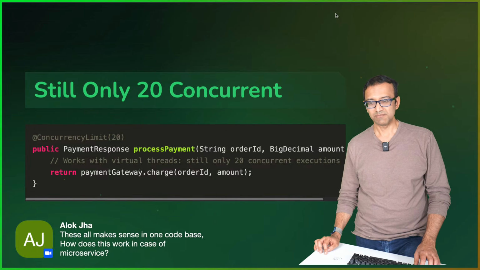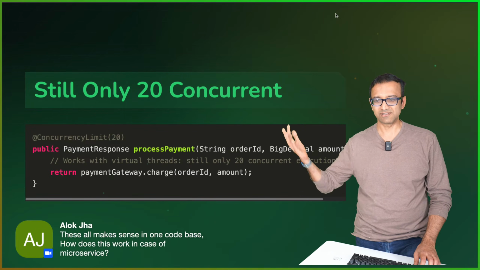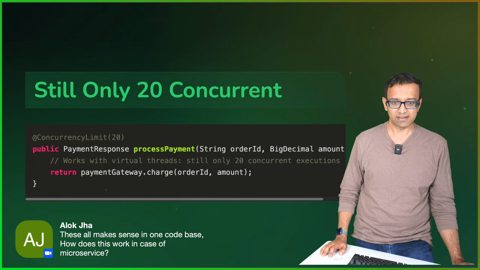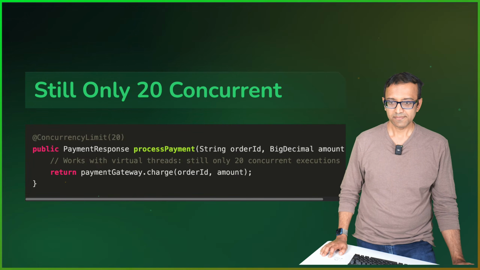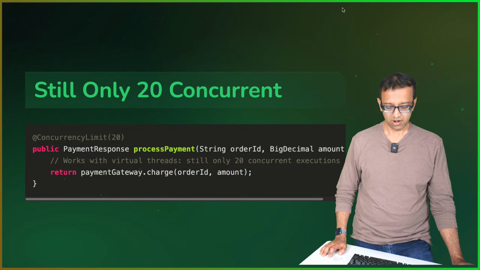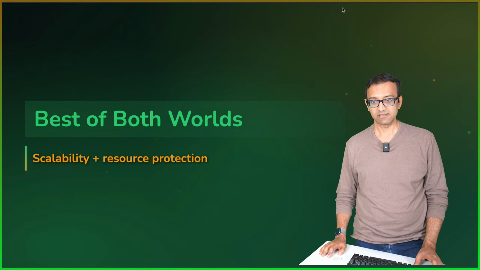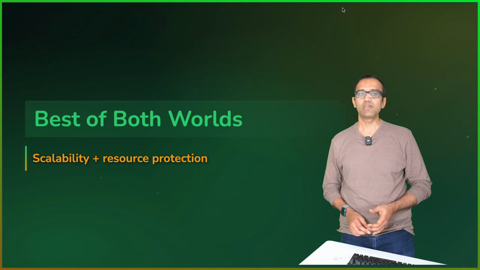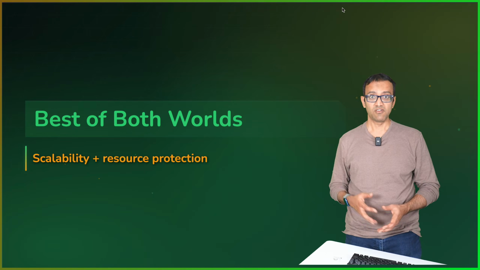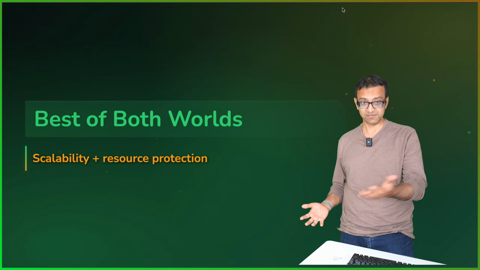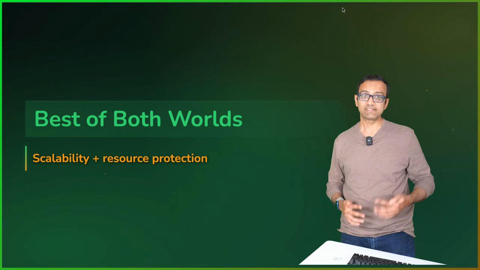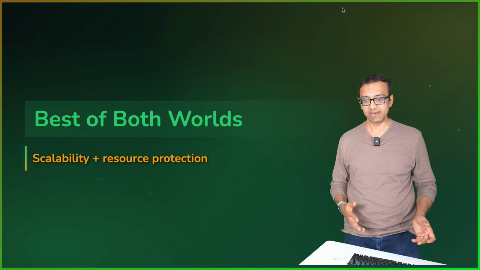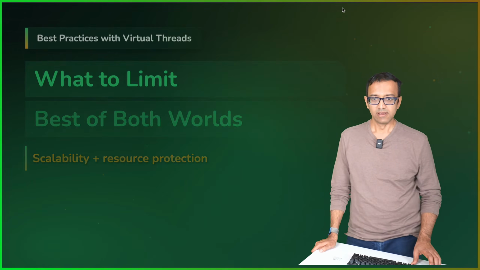Okay, this is an example. I don't know why I put this slide. It's a concurrency limit of 20, so it's just 20. It doesn't matter if it's virtual or physical threads. It's still the best concurrency limit. So you get the best of both worlds, right? This is what you want. You get the scalability of virtual threads for IO-bound operations, which is what we need virtual threads for, while still protecting resources which cannot handle unlimited concurrency. So you get a bit of both.